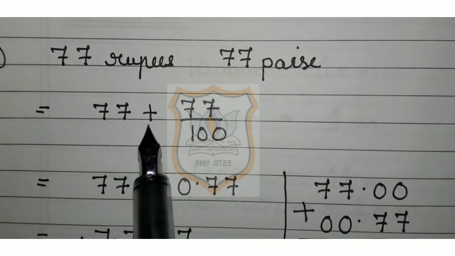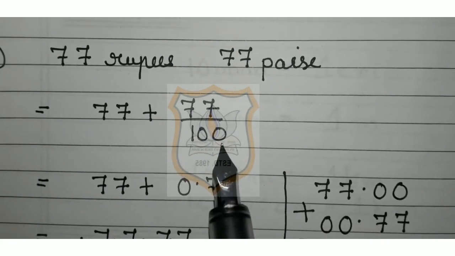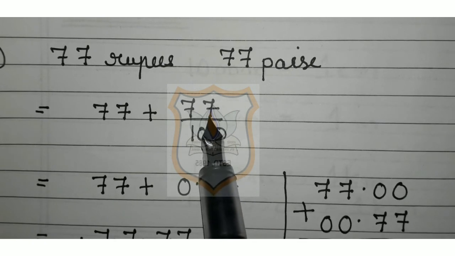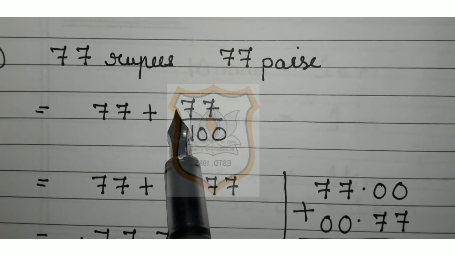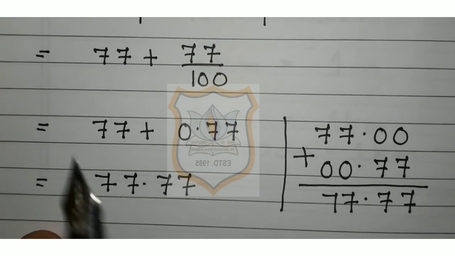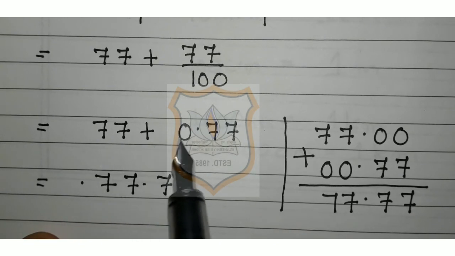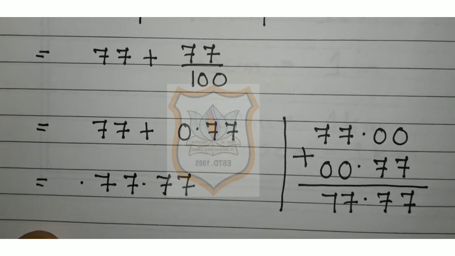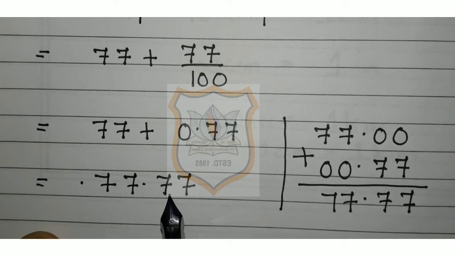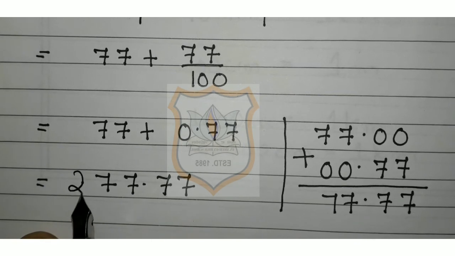So, 77 plus 77 upon 100. How many zeros are there in 100? There are 2 zeros. So, the decimal will move 2 digits towards the left. So, our answer will be 77 plus 0.77, that is equal to 77.77. So our answer is rupees 77.77.